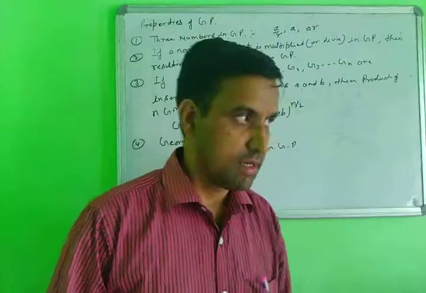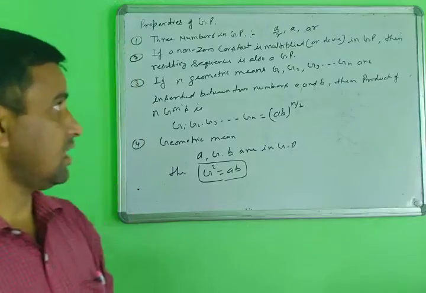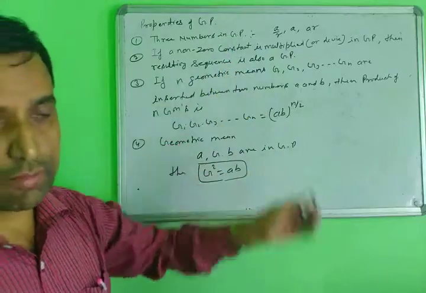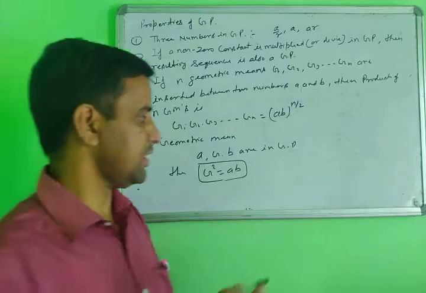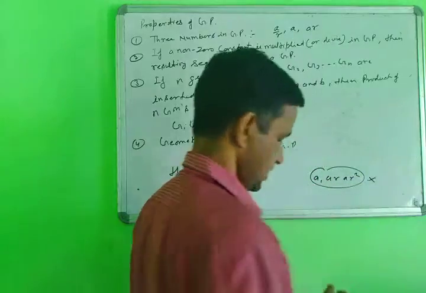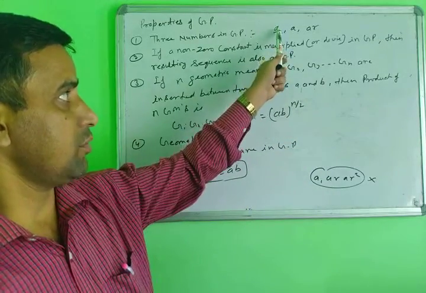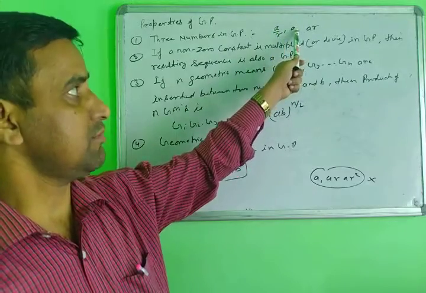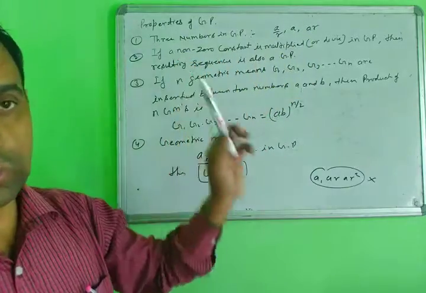Yes, students. Next, I am taking the properties of the GP. First property: if three numbers are in GP. Suppose you are required to take any three numbers in the GP. How will you take them? You will not take them as a, aR and aR squared. That is wrong. Suppose you are required to take any three numbers, then you will take them in the form a/R, a and aR. Means first term upon common ratio, first term, and first term into common ratio. You will take them in this form.